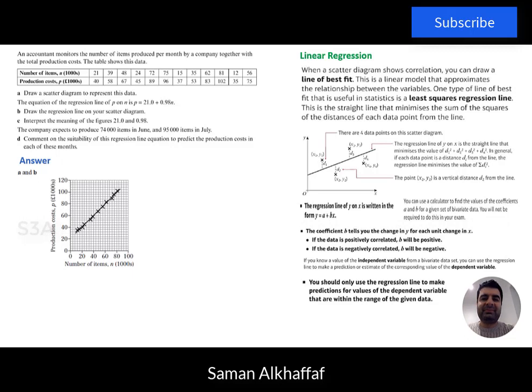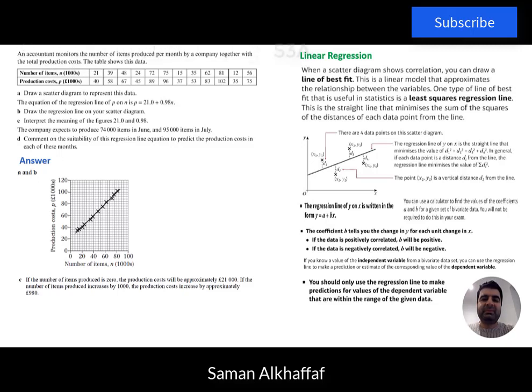The company expects to produce 74,000 items in June and 95,000 items in July. So I will explain in this scenario that if the number of items produced is 0, the production costs will be approximately £21,000. If the number of items produced increases by 1,000, the production costs increase by approximately £980, and this will be our response for part C.